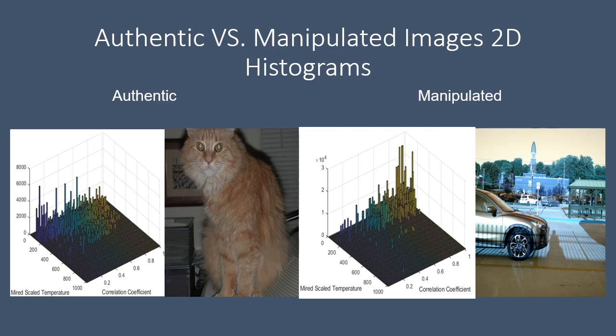The image on the left is an authentic image, while image on the right is manipulated. As you can see, histogram patterns for these two are very different.